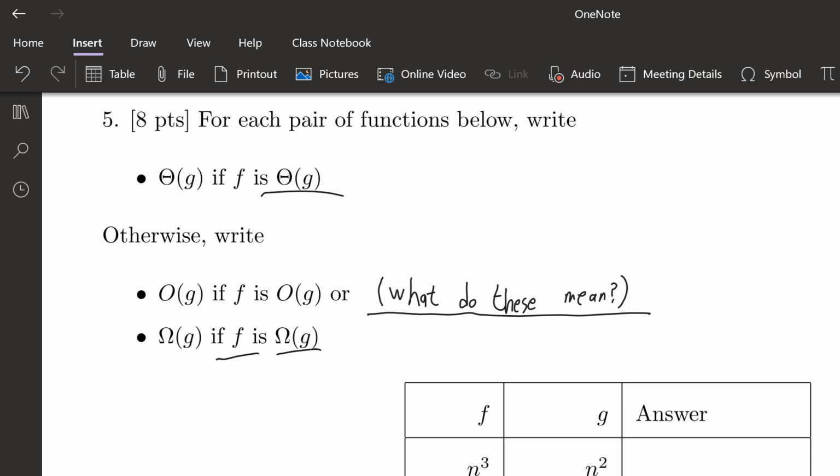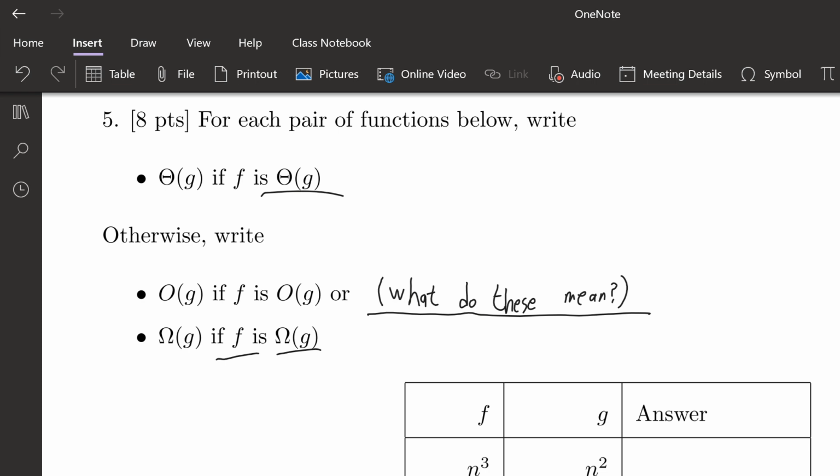Excellent. So we have an understanding of what each of those means, so we can probably start moving through these functions and evaluating them. Unless anyone has any other questions about big O and big omega, because those are also important concepts for this midterm. Okay.